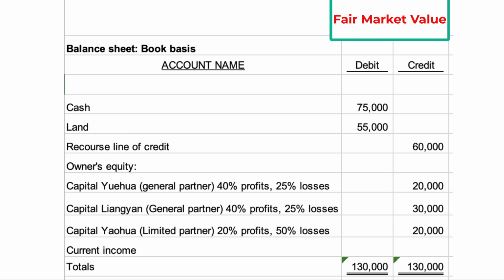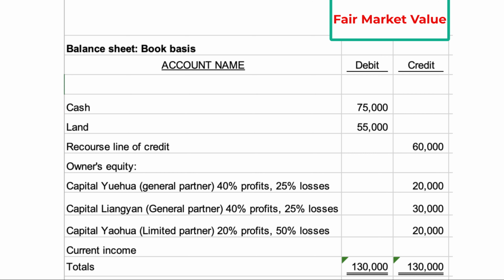This means that to allocate recourse liabilities correctly, there must be a fair market value or economic balance sheet to work with. In practice, most partnerships do not keep a day-to-day fair market value set of books. Instead, they create a fair market value balance sheet when needed. Allocating recourse liabilities to partners at the end of the year is one of those times.